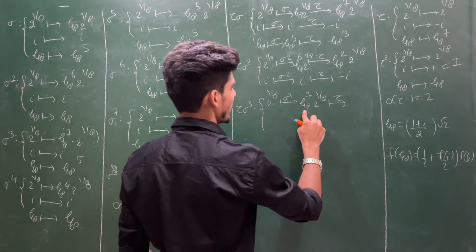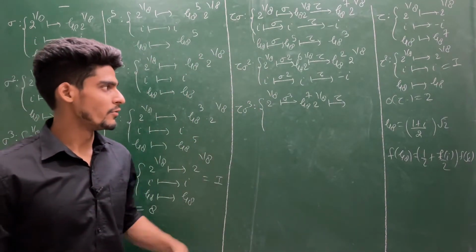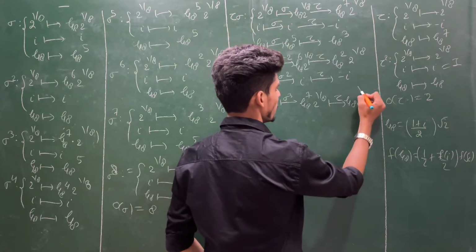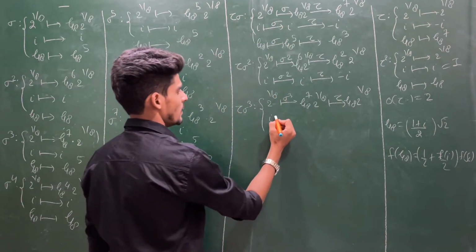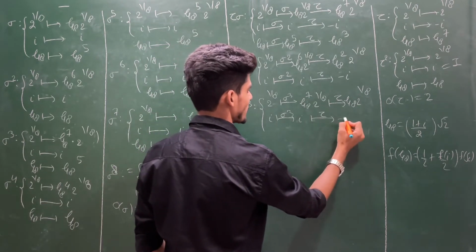Under tau, this zeta_8^7 will go to zeta_8^49. That is, if you divide by 8, the remainder will be 1. So this is zeta_8 · 2^(1/8). Iota goes to iota under sigma cube, and iota goes to minus iota under tau.